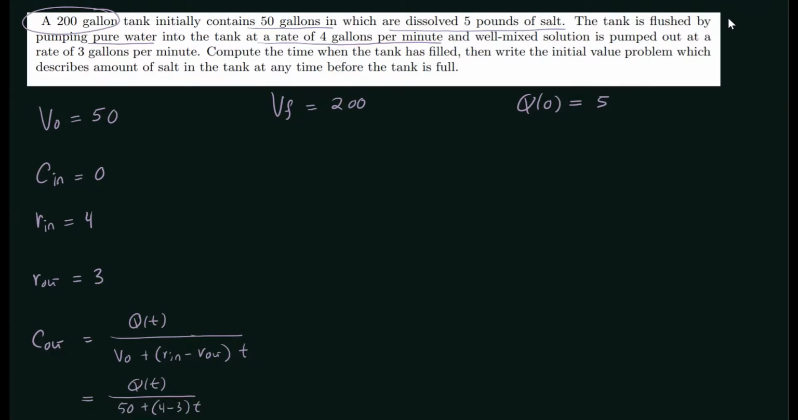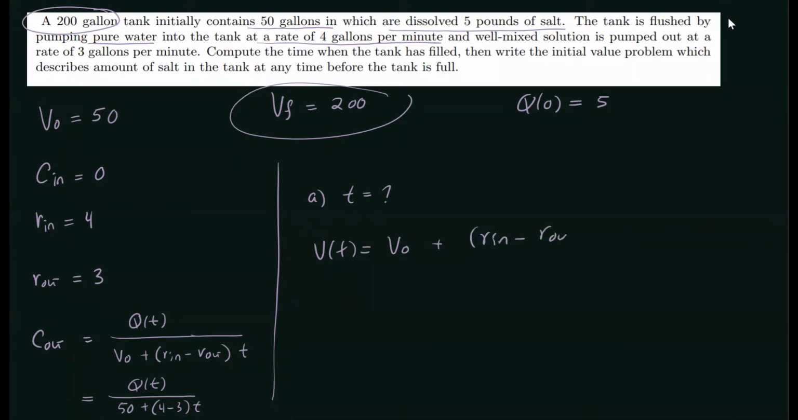Now, for the first part of this problem, let's call that part A. We want to know the time when the tank has filled. So when it is full, we know it's going to be full when it hits 200. So we know the function for volume is going to be the initial volume plus R in minus R out times T. And that's the bottom of the concentration out. So we can just put that in there. So we have 50 plus R in, which is 4, minus R out, that's 3, so just 1 T is equal to 200.